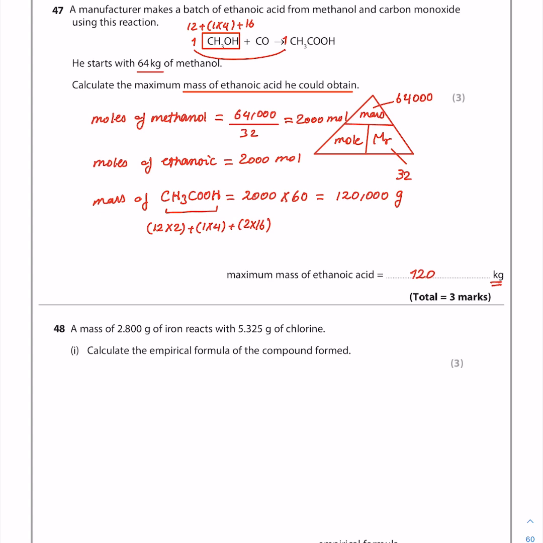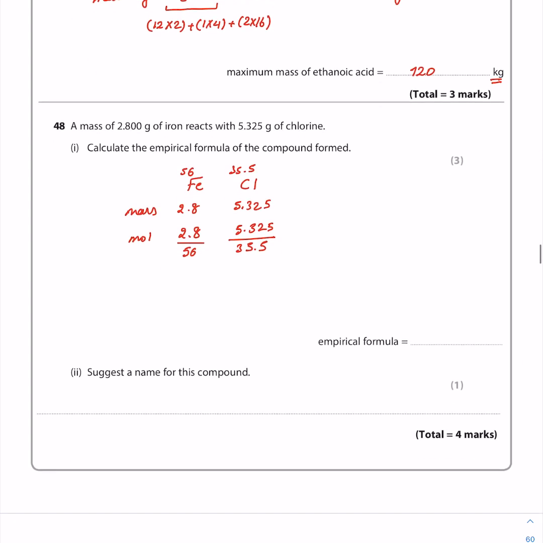48. A mass of 2.800 gram of iron reacts with 5.32 gram of chlorine. Calculate the empirical formula. We put the mass of iron 2.80 and the mass of chlorine 5.325, and convert these masses into moles. We divide mass over atomic mass, which gives us the moles. The moles of iron will be 0.05 and the moles of chlorine 0.15.